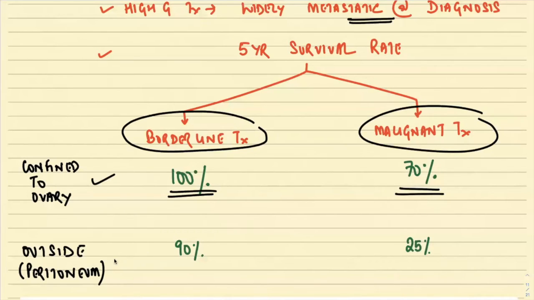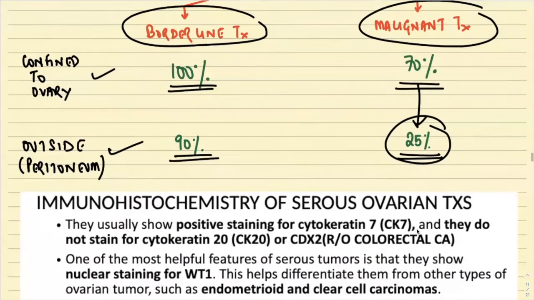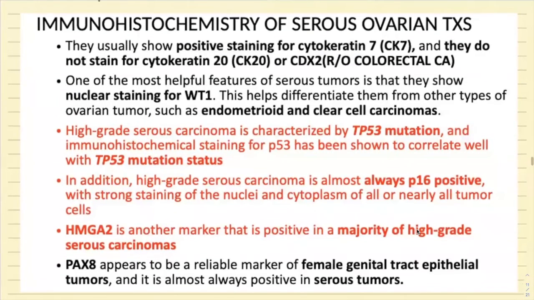If they have spread outside the ovary into the peritoneum, then the survival rate is going to fall to 90% in case of borderline tumors, and in case of malignant tumors, it will be around 25% only. So just see, if the tumor is going outside the ovary, the survival rate is going down so much, from 70 to 25%. Now, very important is the immunohistochemistry of serous ovarian tumors.